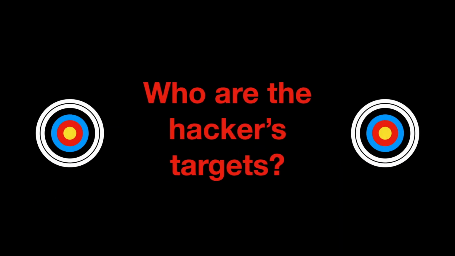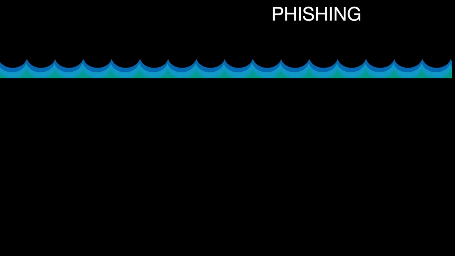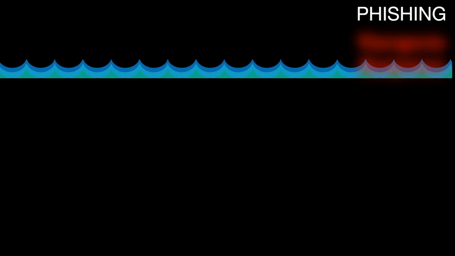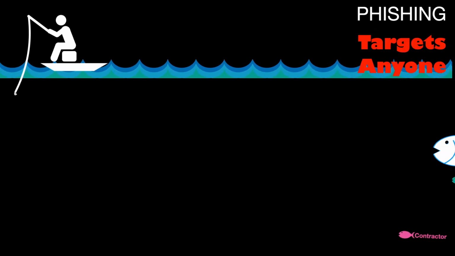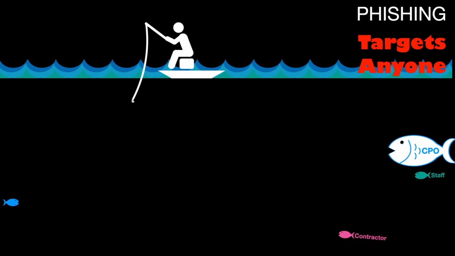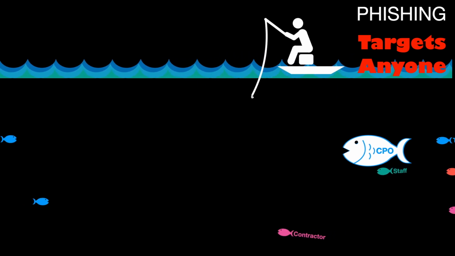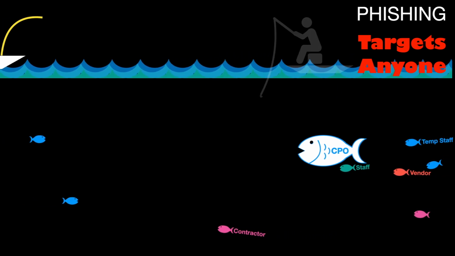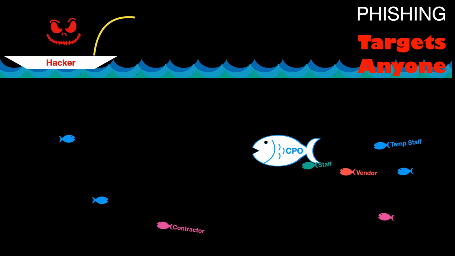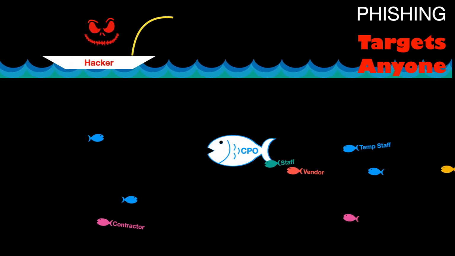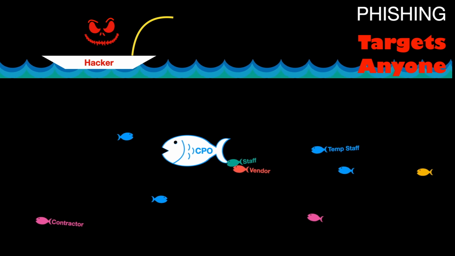Let's look at who the hackers are targeting. The generalized form of phishing targets anyone. It's kind of like trolling for fish, where a fisherman is just dragging a fish line hoping to catch something. Hackers will use various themes to try and trick you into replying to their email or clicking a link in the email. Here are some of them.